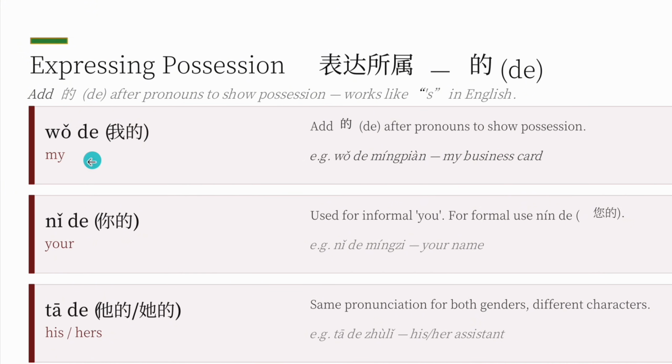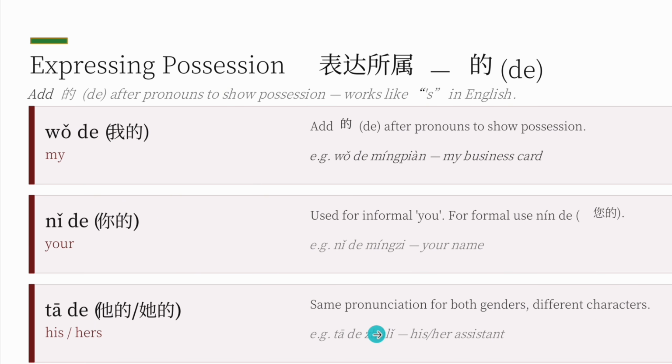We've come across it before. 我的,你的,他的. You add it after pronouns to show possession. It works like 's in English. 我的, which means my, 你的, your, 他的, his or hers. For example, 我的名片, my business card. 你的名字, your name. 他的助理, his or her assistant.